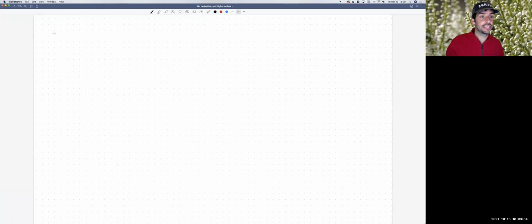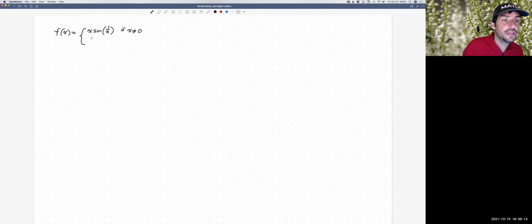So let's take a look at the following function. F of x is equal to, this will be another piecewise function, x sine of 1 over x if x is not equal to 0. And then we define it to be 0 if the input is 0, okay? Now, this turns out to be continuous. You can take a look at the limit as x approaches 0 and use the squeeze theorem to see that this is a continuous function.